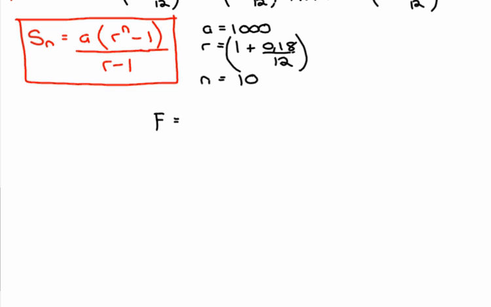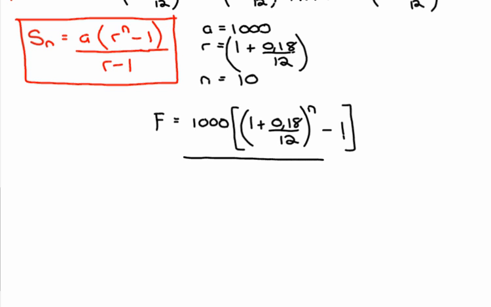F is equal to, our A is 1,000. Now we've got our R is 1 plus 0,18 over 12. So we've got 1 plus 0,18 over 12. That's our R, and we raise it to the power of n. Okay. Then we've got to subtract 1. Now what's often easier here is now we have a second set of square brackets, which I'm going to extend down in a moment. And then we divide it by r minus 1.